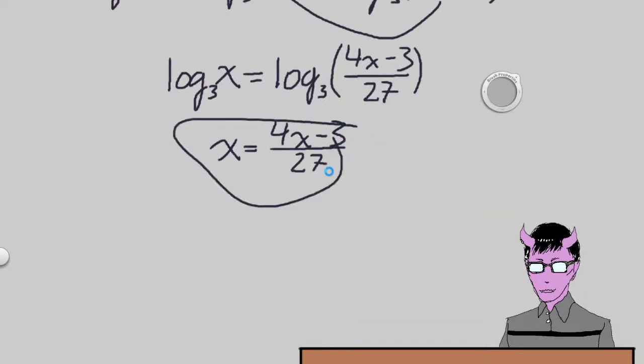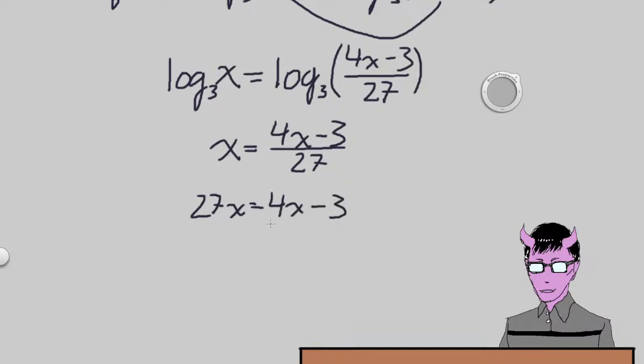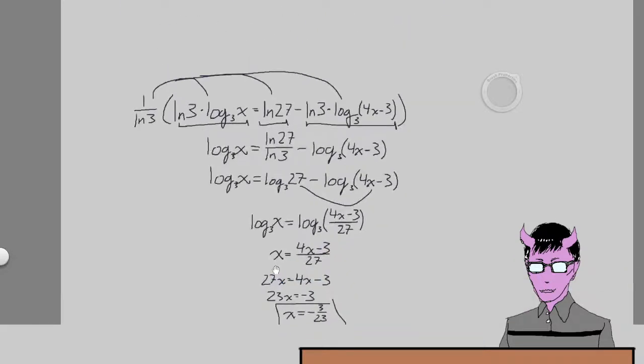Okay, this is the classic Algebra 1 situation. Multiply both sides by 27. And then subtract 4x from both sides, thereby get... Oh, that's weird. 23x is equal to negative 3? What? Well, we got x is equal to negative 3 over 23. That's really weird. I hope I didn't mess up something.